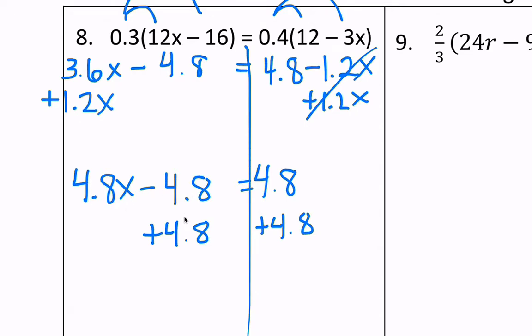A minus 4.8 and a plus 4.8 cancel. So the only thing left on the left-hand side is the 4.8x. That will drop on down. Equal sign on your line. On the right-hand side, we had 4.8. Add another 4.8. That's going to give us a total of 9.6.